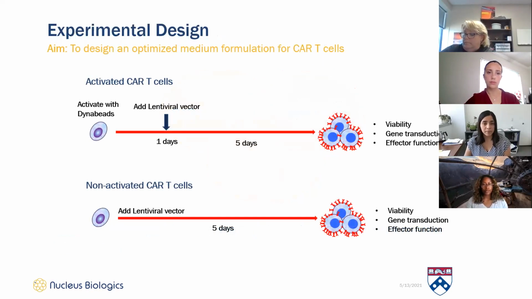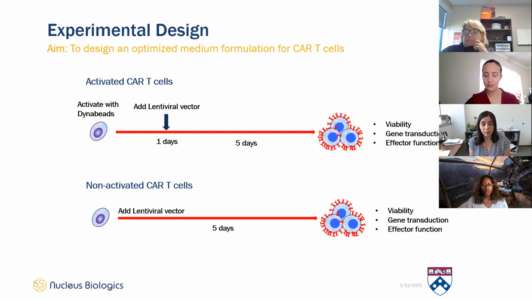Here is my experimental outline. I used 2 different processes. One is the standard process that we use in the clinical sector. In this process, we get the T cells and we activate them with Dynabeads. After a day, we add lentivirus vector, and then we expand them for several days. At the end, we can check their functional properties.